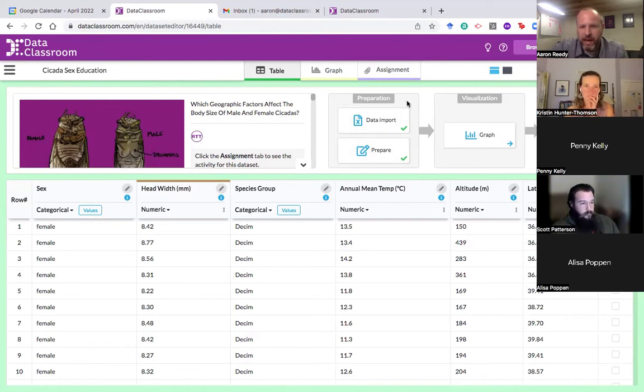and this is meant to be a guide for working with your own data, or your students upload their own data. Any of our preloaded data sets in the app are going to have the preparation stage done, as evidenced by the green check marks there, and you're ready to go on to graphing.